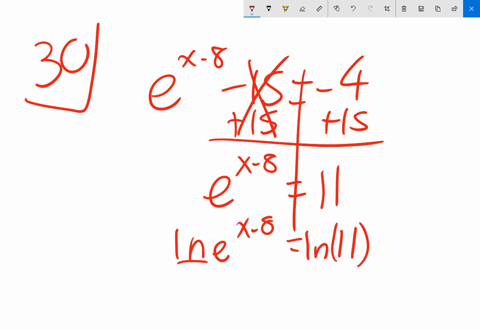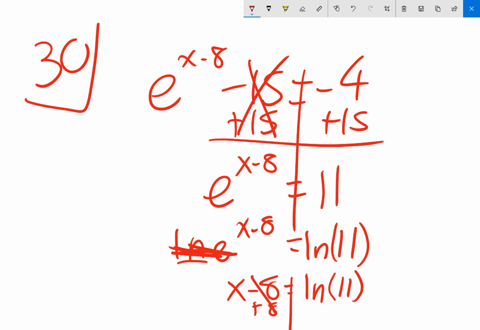I'm going to put that in parentheses. It doesn't have to be, but I'm going to keep it in parentheses. So that means the natural log and e cancel. So it's just going to be x minus 8 is equal to the natural log of 11. So again, if you want the x by itself, all you have to do is add the 8 to both sides so that you can have that x by itself. And this ends up being just the natural log of 11 plus 8.